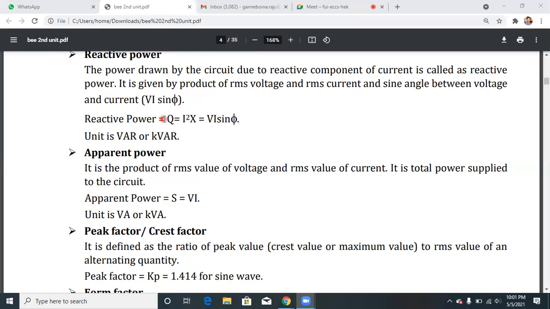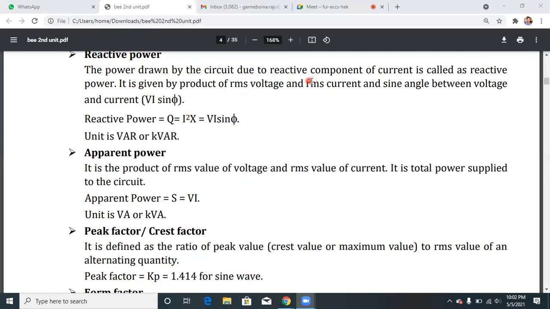Reactive power is denoted by capital Q. Active power is denoted by capital P. Understood? Active power is denoted by capital P, reactive power by capital Q. That is I square into X, where X is called the reactance component, the reactive component. That is for inductor and for capacitor. Because of the capacitor and the inductor, the reactive component comes into the picture, and because of that, reactive power takes place.